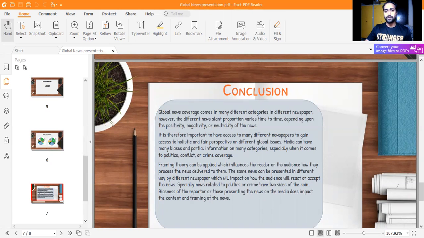And in this assignment, we have used the framing theory. As we know, framing theory can be applied to show how it influences the reader or the audience in how they process the news delivered to them. Two same news can be presented in different ways by different newspapers, which will impact how the audience will react and accept the news. Especially news related to politics or crimes have two sides of the coin, and the bias of the reporter or those presenting news on the media impacts the content, as framing theory explains.